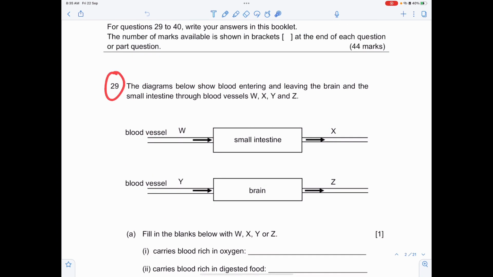Let's go. 29. The diagram below shows blood entering and leaving the brain and the small intestine. So I don't care what organ. Basically, when blood enters an organ, your oxygen level should be higher than when it exits, because the cells inside your organs will have carried out a very important process known as respiration. Respiration happens in every single cell, and all living things need respiration. So you need to be careful when you write. You must tell me what the oxygen is used for, and it's for respiration.